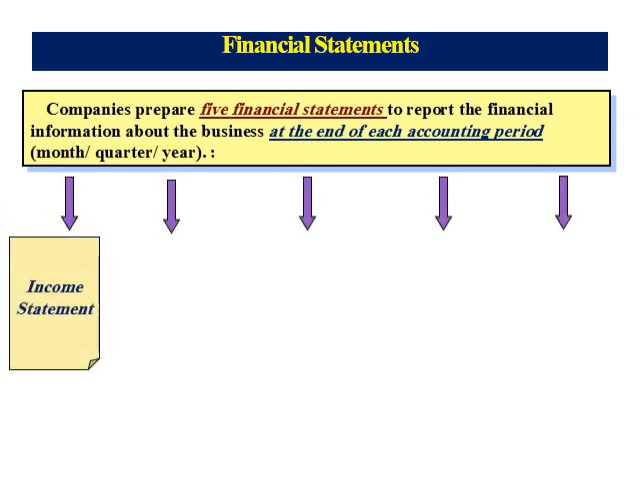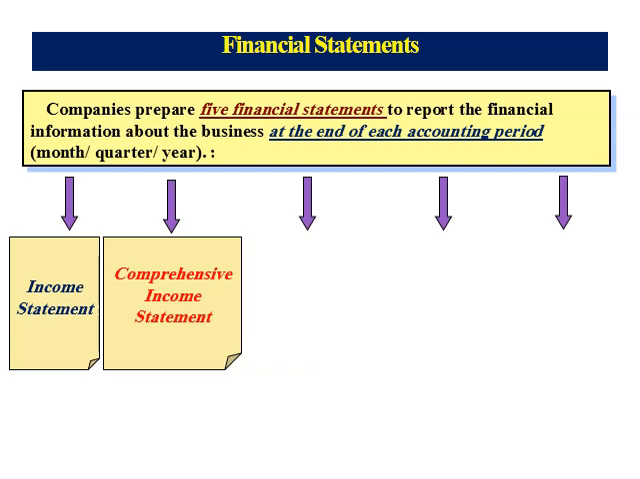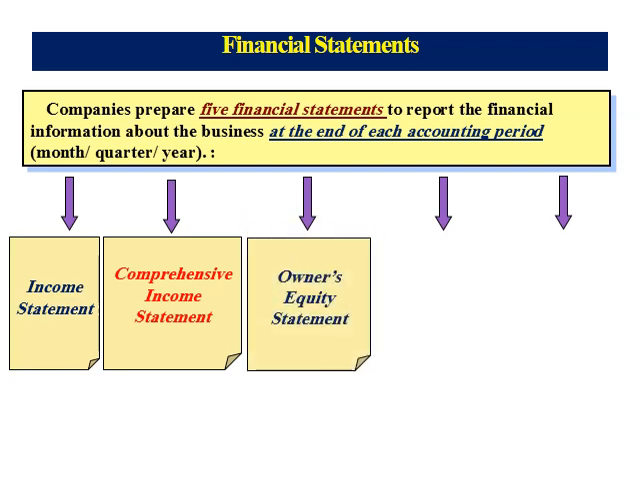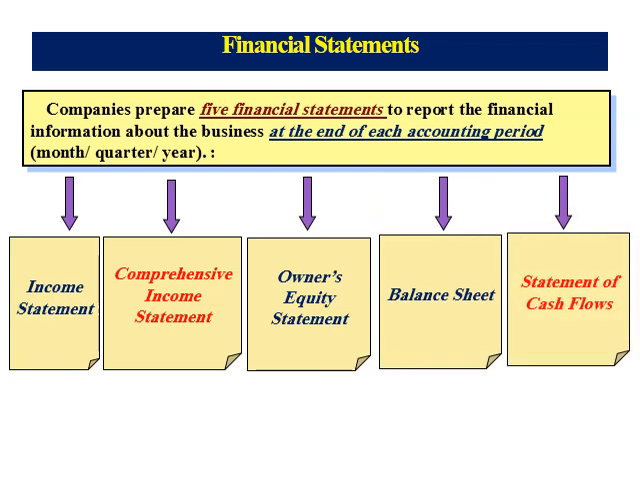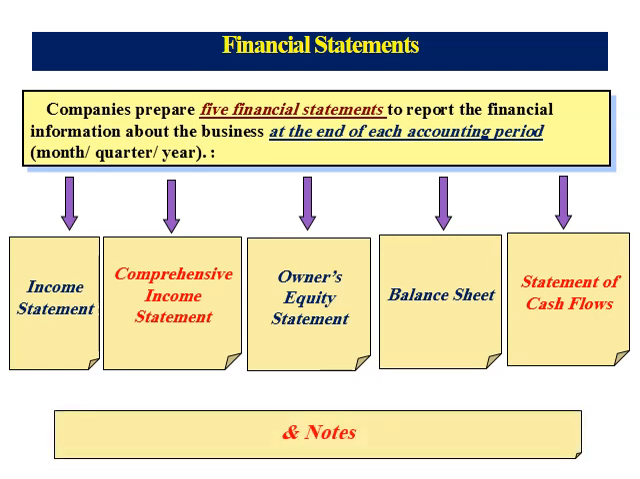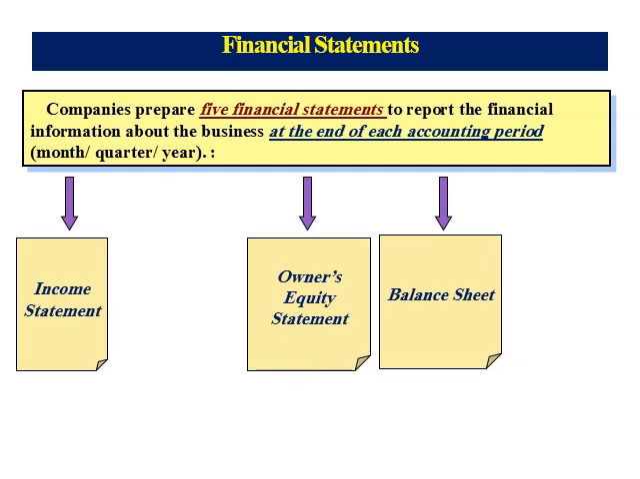First is the income statement. Second, the comprehensive income statement. Third, the owner's equity statement, then the balance sheet, and the last one is the statement of cash flow. And we have notes. Notes are some disclosure about some items in these financial statements that need more disclosure. But we will focus on the income statement, owner's equity statement, and balance sheet, because the other 2 statements are more advanced for our course.